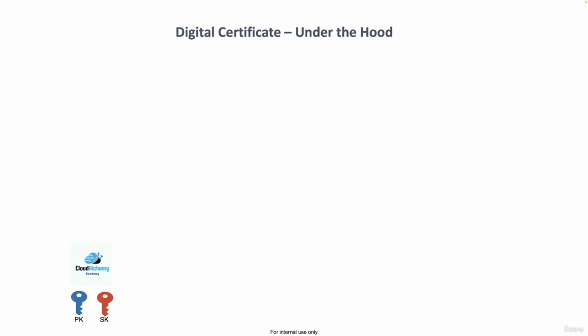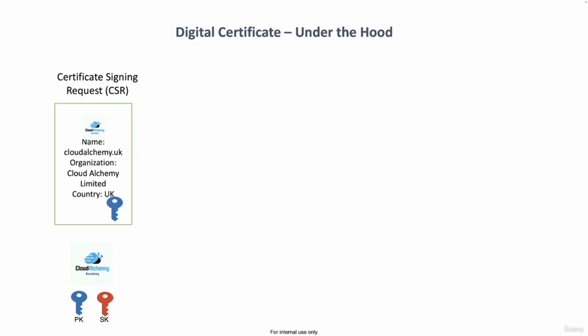So I, as a web server, let's say I have got my public key as well as private key. So this is my public key and this is my secret key. If we go further, the first thing that we need to do, and we have learned so far, is we start with a certificate signing request, a CSR, right? So how does the CSR look?